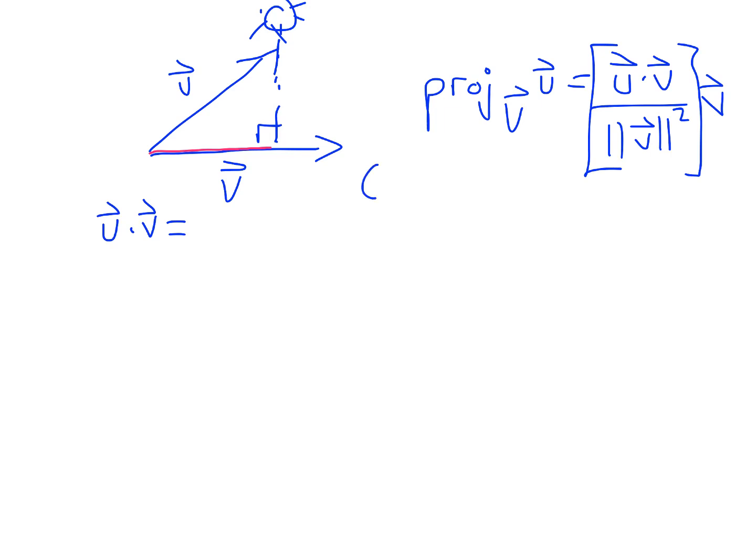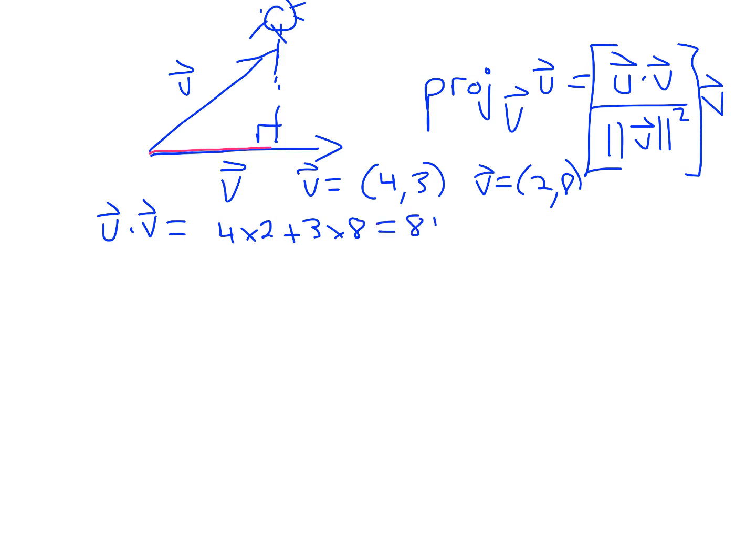Let's make up vector U and vector V. U is 4 and 3, and vector V, let's do 2 and 8 in this one. So if we do our dot product, we're going to have 4 times 2 plus 3 times 8. And that's going to be 8 plus 24 is 32, okay?